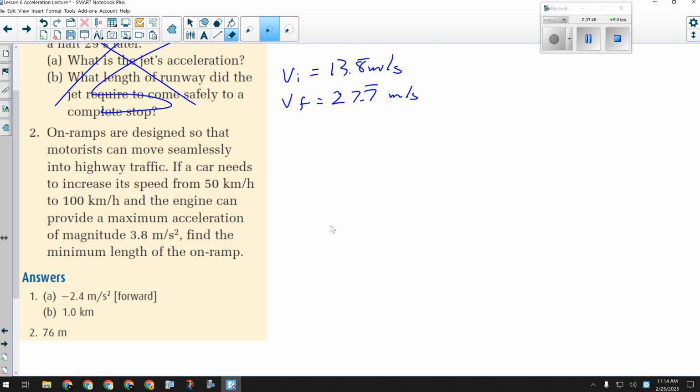Okay, so those are our 2 speeds, right? And the engine can provide a maximum acceleration of 3.8 meters per second squared, because it's not just the engine, you also have the downhill part. Most of the time an on-ramp is giving you a gravity assist by being tilted. Okay, so our acceleration is 3.58 meters per second squared. All right, we need to find the minimum length of the off-ramp.